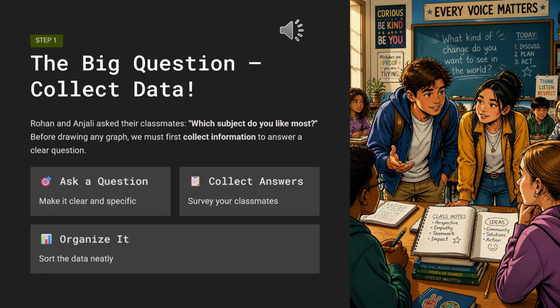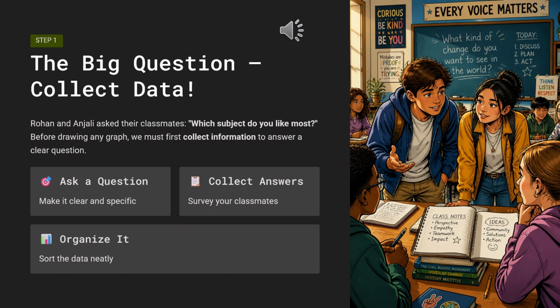Suppose I ask, what is your favorite subject? Each student gives one answer. We write everyone's answers down. This is called collecting data. There are three important steps. Step 1.